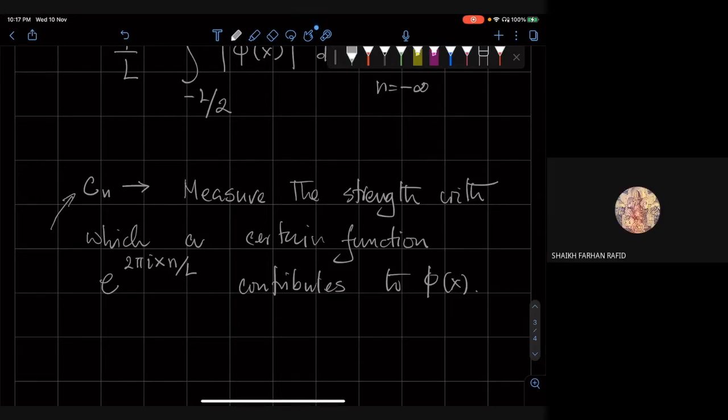Okay. Is it like an amplitude? It is an amplitude, yeah. It is an amplitude for that particular pure sine wave. That's it. That's exactly what it is.